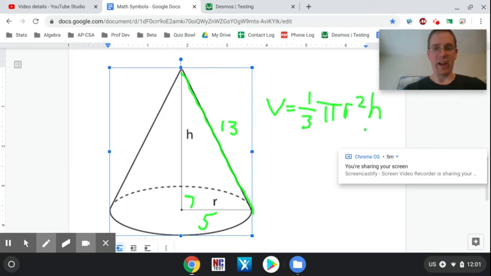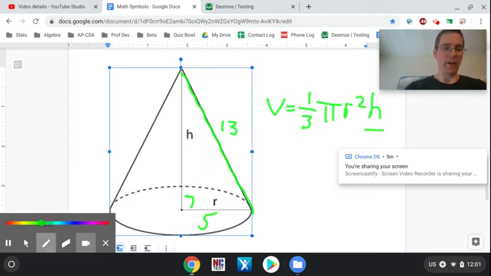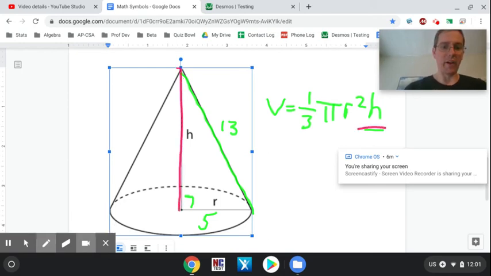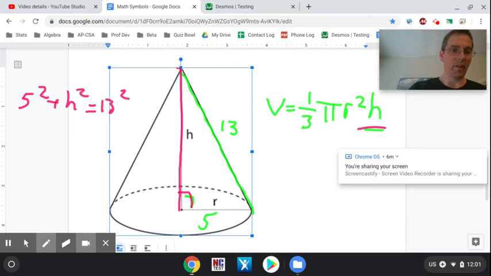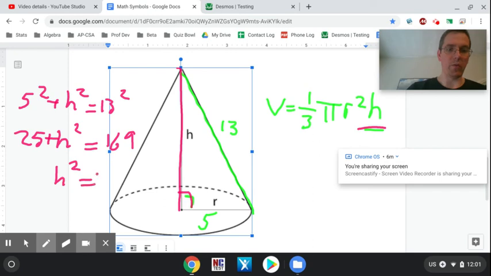It makes sense that the height, the inside piece here, is in the formula for volume, because the height is what's inside the cone. It goes right down through the middle of the cone. So for slant height, I needed the outside piece. For height, I need the inside piece. So now what I'm going to have to do is use Pythagorean theorem again. So I'm going to have 5 squared plus h squared equals 13 squared. So 25 plus h squared is 169. And subtract 25, h squared is 144.